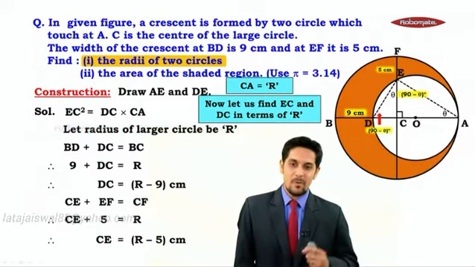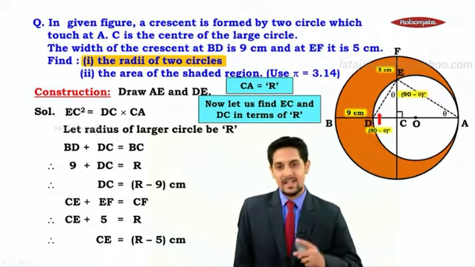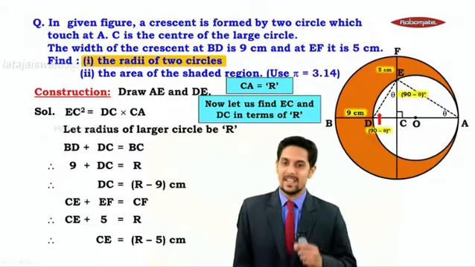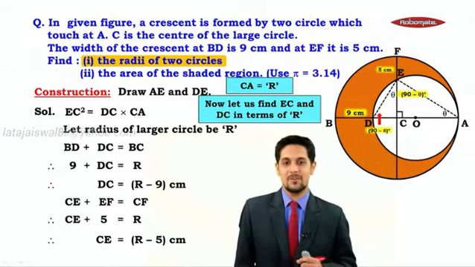Now students, I want you to substitute the values of DC, CA and EC in the equation EC square is equal to DC into CA and get me the answer for this sum.